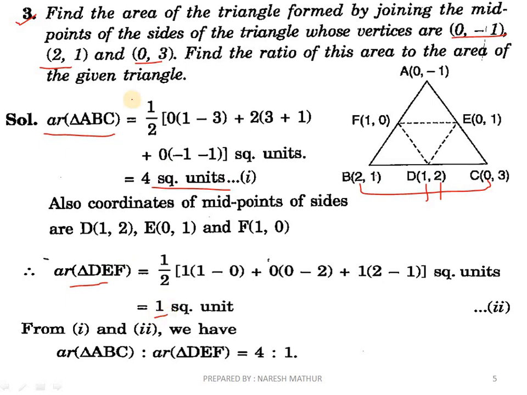Now just compare both the areas, so we can say the ratio between the area of ABC and area of DEF is 4:1. Alright, but for the answer, we need the ratio of this area to the area of the given triangle, so we can write it as 1:4. Alright, because this is the given triangle.